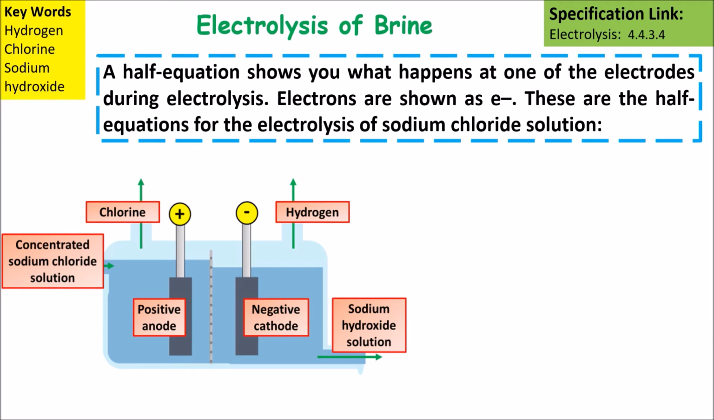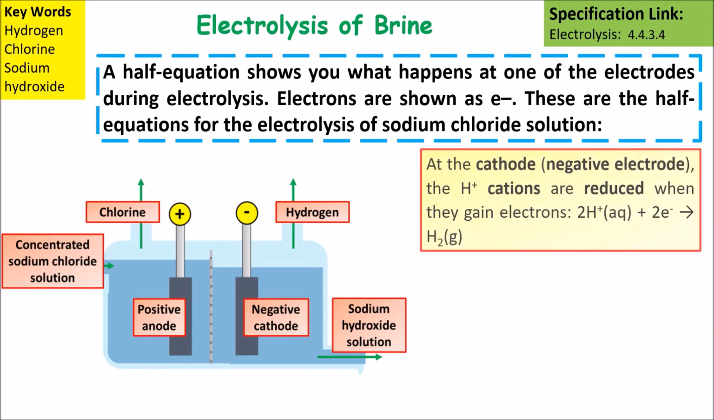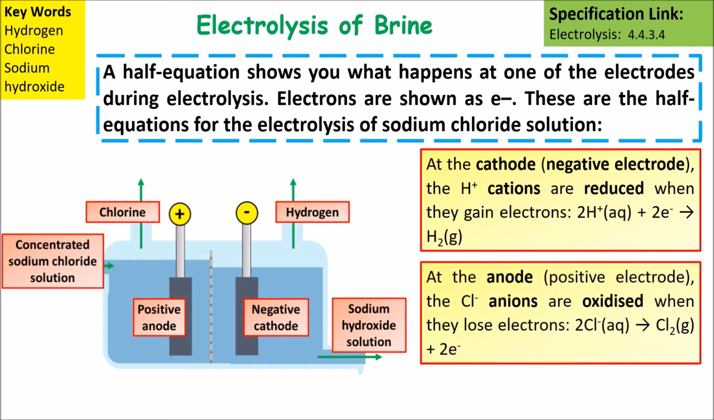Half equations can be used to show what's happening in the reaction. So at the cathode, the hydrogen ions, or the hydrogen cations, are reduced when they gain electrons. At the anode, the negative chloride anions are oxidized when they lose electrons.